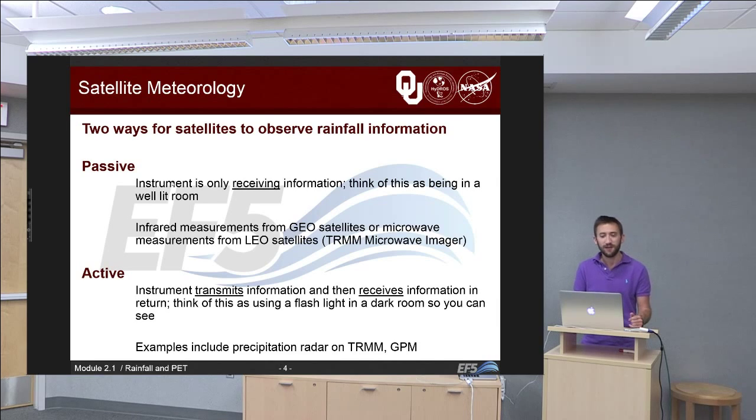A passive satellite instrument is only receiving information. And so this would be like infrared measurements from a geosynchronous orbiting satellite or a microwave measurement from a low Earth orbiting satellite. An example of this would be the TRMM microwave imager. Active satellites, on the other hand, have instruments that are actually transmitting information and then receiving what comes back. Examples of this would be the precipitation radar on the TRMM satellite or the precipitation radar as part of the GPM mission.